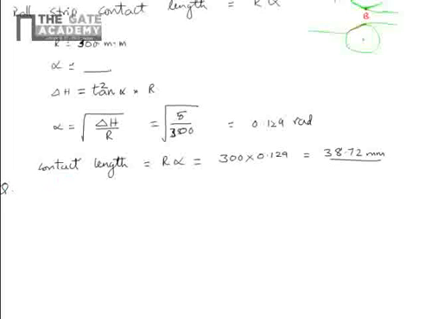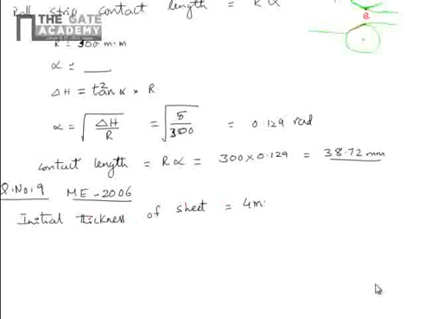Question number 9, GATE 2006. A 4 mm thick sheet is rolled with 300 mm diameter rolls to reduce thickness without any change in its width. The frictional coefficient at the work roller interface is 0.1. What is the minimum possible thickness of the sheet that can be produced in a single pass? So he has mentioned the initial thickness of sheet equal to 4 mm, which is h naught.